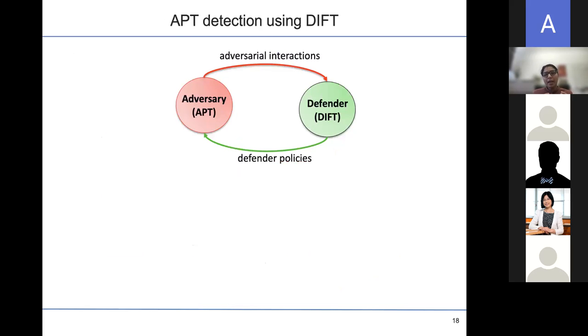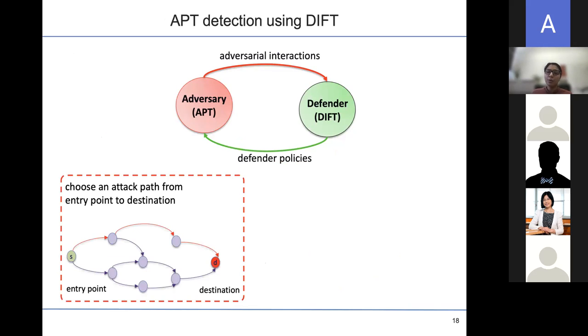So to view this game pictorially, you can look at this simple diagram here. You have two agents, the adversary, which is the APT, and the defender, which is DIFT, and they are interacting with each other, right? The adversary is performing actions, so there is an adversarial interaction going on, and the defender is performing some security analysis, so there are defender actions going on in the system also.